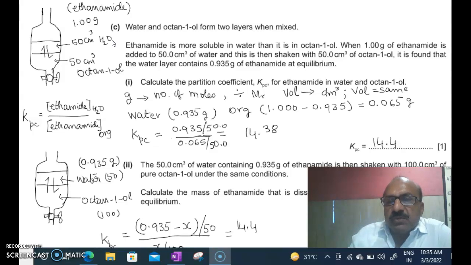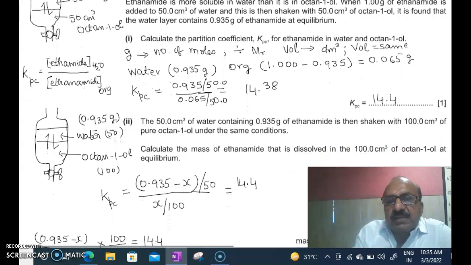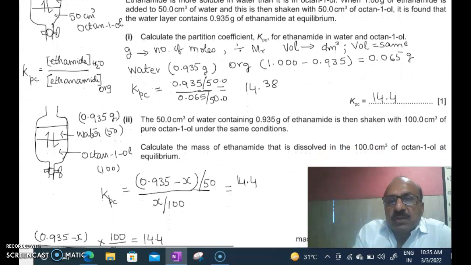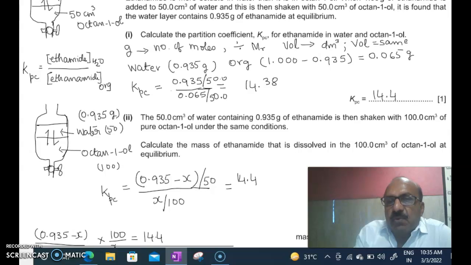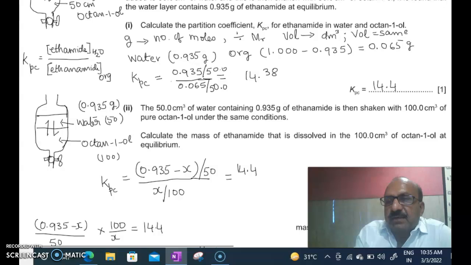Now let's go on to the next part of the question. The next part of the question is that the 50 cm³ of the water containing 0.935 gram of ethanamide is then shaken with 100 cm³ of pure octane-1-ol under the same conditions, and calculate the mass of ethanamide that is dissolved in the 100 cm³ of octane-1-ol at equilibrium.